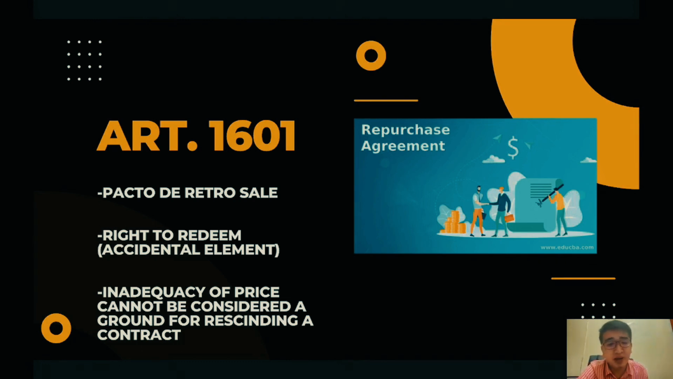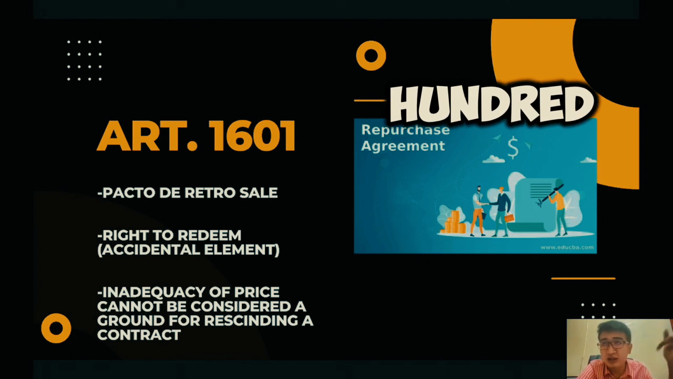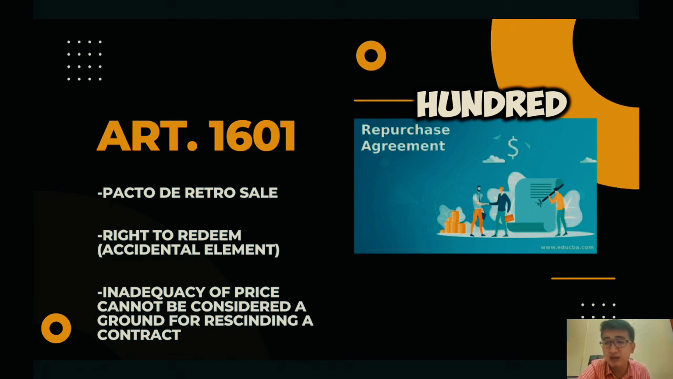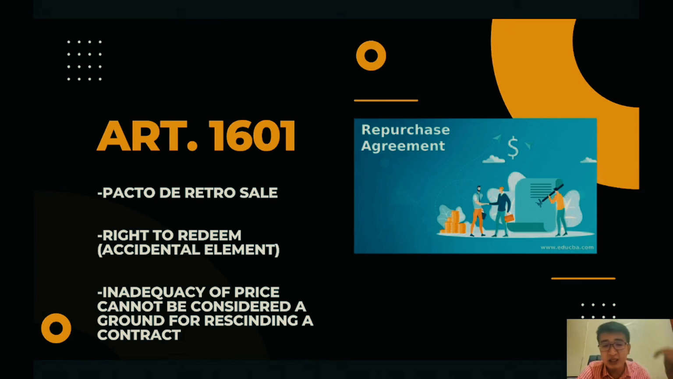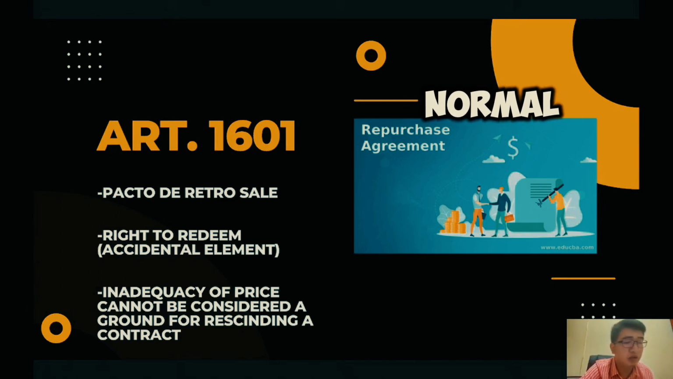Okay? Inadequacy of price cannot be considered a ground for rescinding a contract. So if it's a pacto de retro sale and the price is inadequate, meaning masyadong mababa yung price for the value of that thing. Let's say for example, the vehicle is valued at 700,000 but the vehicle is sold at 300,000. So masyadong mababa, there's an inadequacy of price, hindi pwedeng gamitin ang rescission. Why? Because ultimately, pacto de retro sale siya, ultimately bibilhin niya din ulit. Okay? Hindi naman siya normal sale.